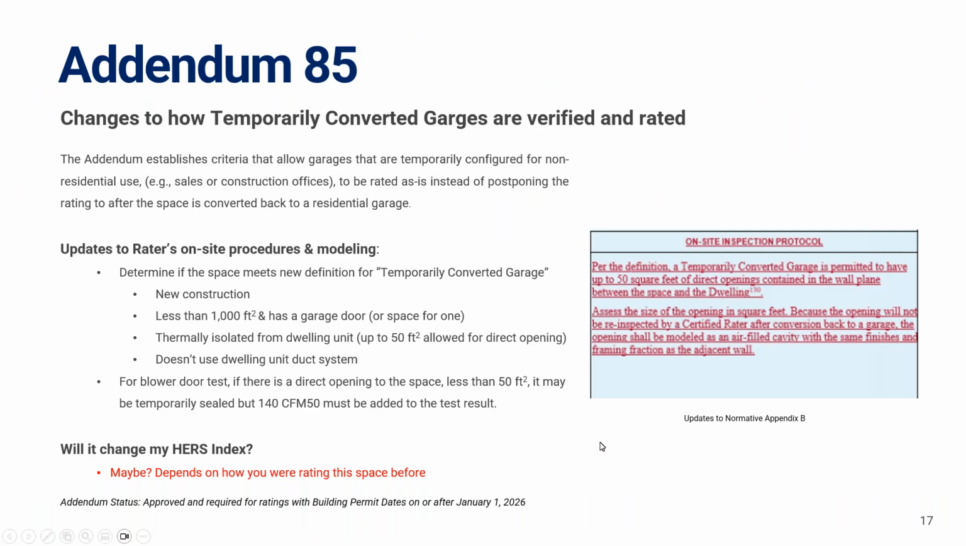So folks will ask, if this is a home type that you tend to rate, will it change your HERS index? And I can just say, maybe. Honestly, it just depends on how you were rating this space before. I don't know how you were doing your blower door before. I don't know if you were taking a penalty on the blower door. I don't know if you were modeling that opening as insulated. So it really, unfortunately, depends on what you were doing prior to Addendum 85. But again, for the permit dates, or the alternatives to the permit dates, for these homes that have sales centers, if they're permitted sometime in 2026, then they are going to have to comply with these requirements.